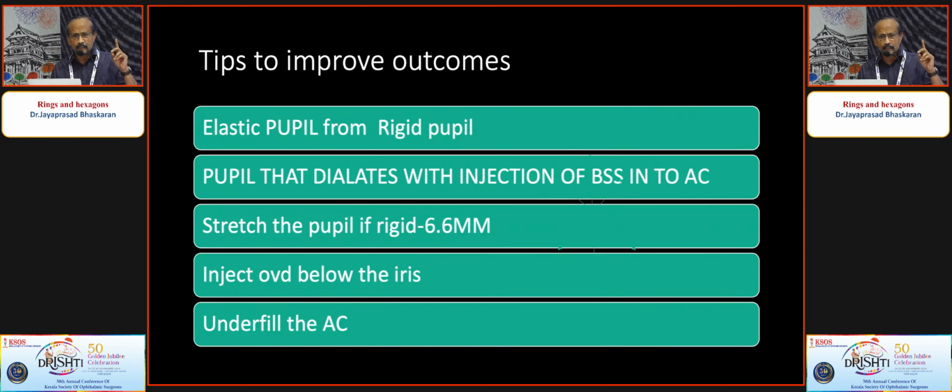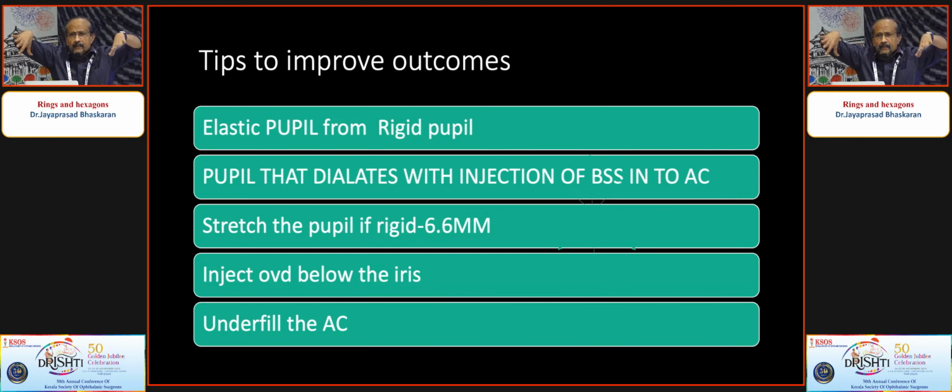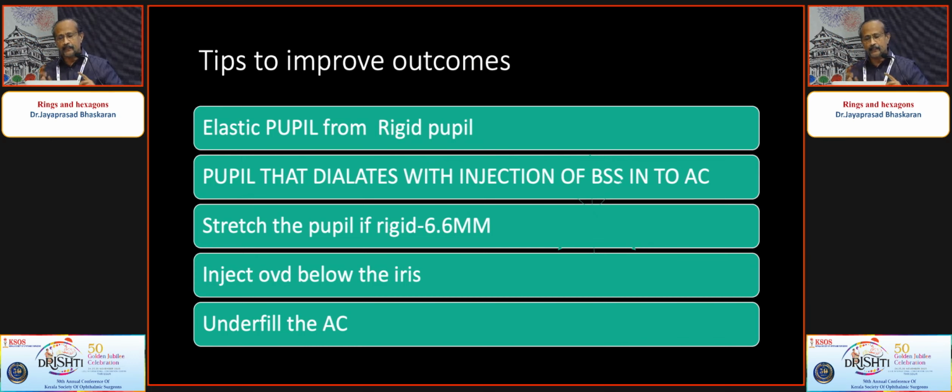And a tip to improve the outcome is, you have to differentiate between whether it is an elastic pupil or a rigid pupil. With a rigid pupil, it is very tough to put any of these pupil expanders. Remember that when you inject BSS fluid into the anterior chamber, if the pupil dilates a bit, that tells you that probably this is elastic. If it remains the same, then you will have to stretch.